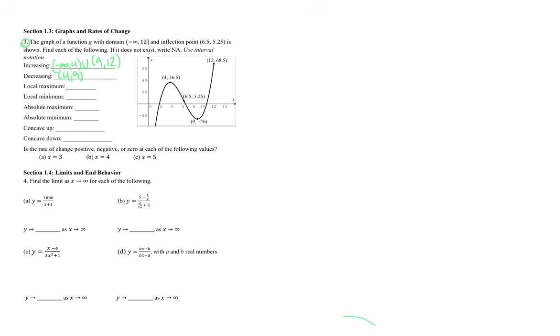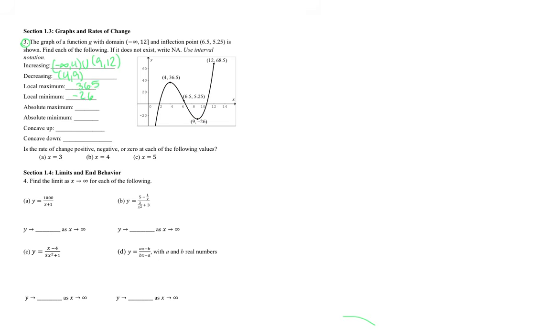So the local maximum and local minimum are just the tops of hills or bottoms of valleys. So our local maximum would be right here at x equals 4, y equals 36.5. So the value of our maximum would be 36.5, and it occurs at x equals 4. And then for our minimum, it's just the bottom of a valley. So right here at x equals 9, y equals negative 26. So that means we have a minimum of negative 26 that occurs at x equals 9.